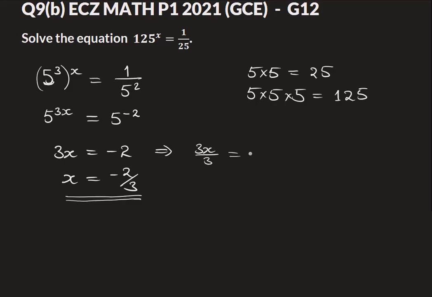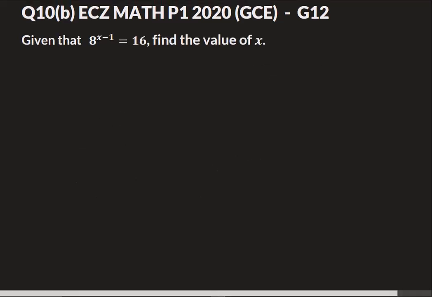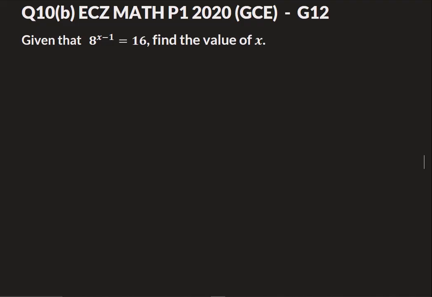(3x over 3), and they cancel out. We have yet another interesting question which asks us to find the value of x, which is in our index or our power.